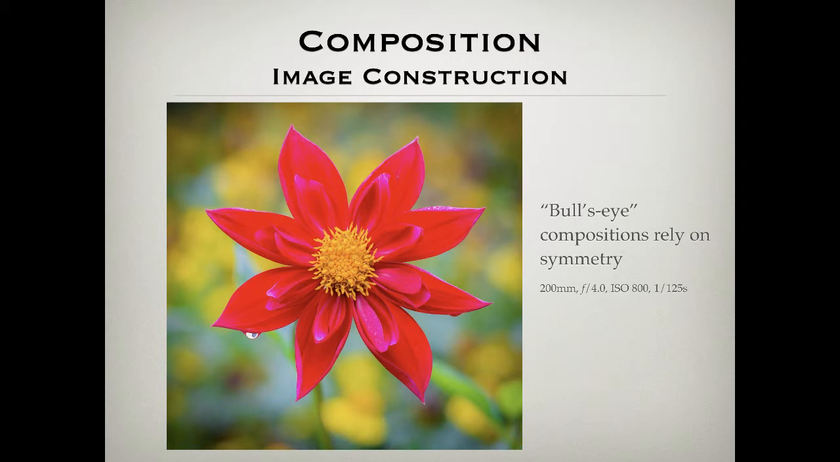Other times, bullseye compositions are good. If we have some symmetry, like in a plant or whatever, those are also good. This was shot with a full frame 200mm lens. This is not a macro lens, so you can see, even if you don't have a macro lens, you can often find subjects and get great close-up type photographs with a telephoto lens.